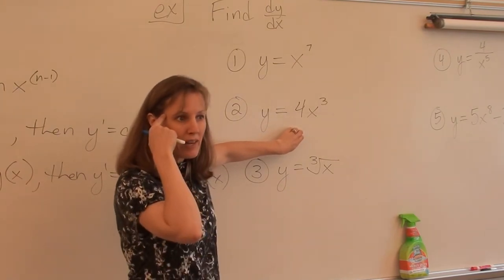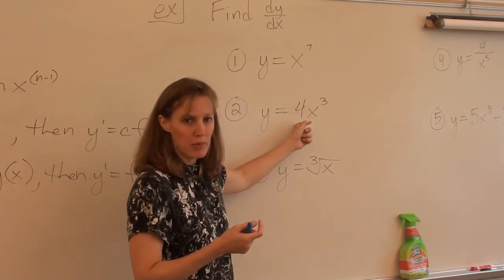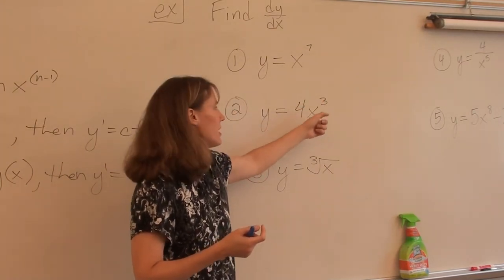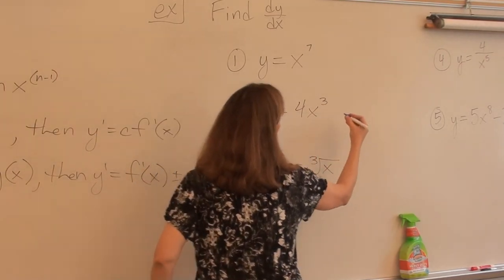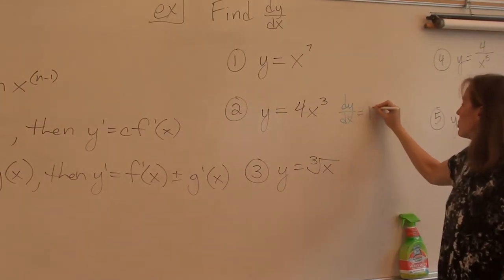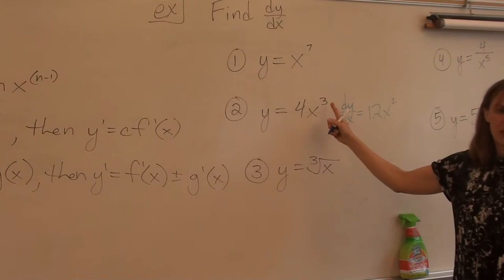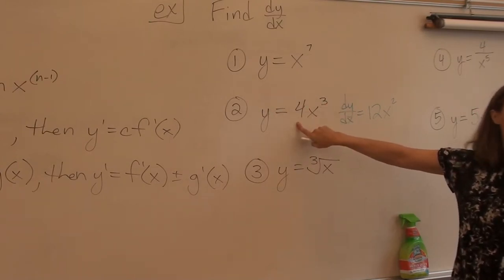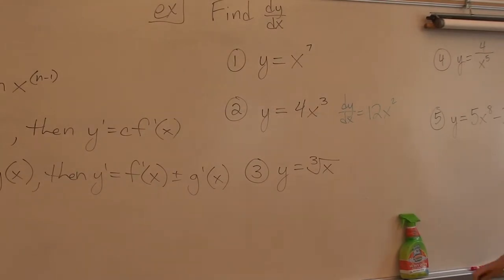So what my brain thinks when I'm doing these is I just do power times this number, 12, and then x squared. So my dy/dx for this one would be 12x squared. So just multiply the exponent by whatever's in front, and then reduce that power by 1. So in your groups, take about 5 minutes, see if you can get the other 4 answers.